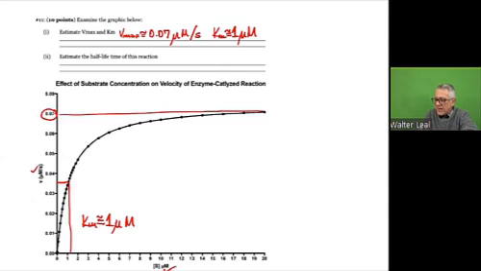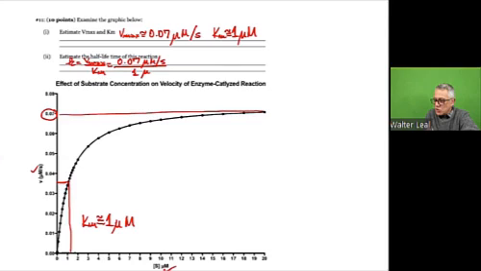Part II: estimate the half-lifetime of this reaction. First of all, we need to know the rate constant, because we know the formula for the half-lifetime, right? So let's take the k first, which is Vmax over Km. We already know that. We have Vmax in here, we have Km. 0.07 is the Vmax divided by the Km, which in this case is 1 micromolar.